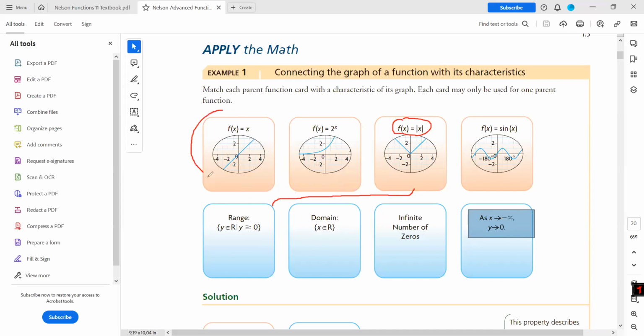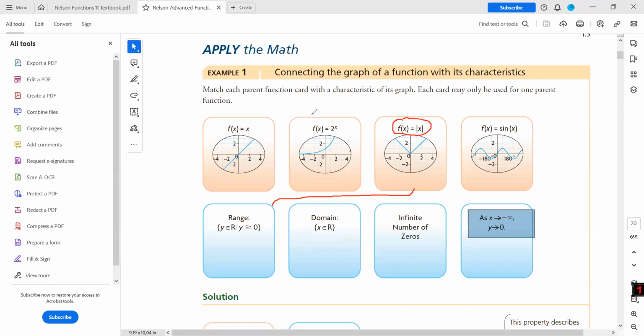So for f of x equals x, this card suits this function f of x equals x, because we can use any x value. The domain of this function is infinite. Let's take a look. Maybe we can use it somewhere else.